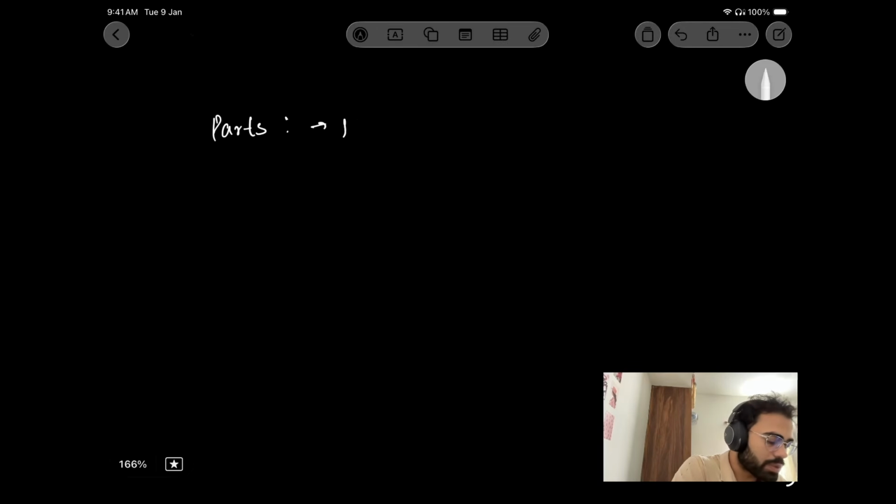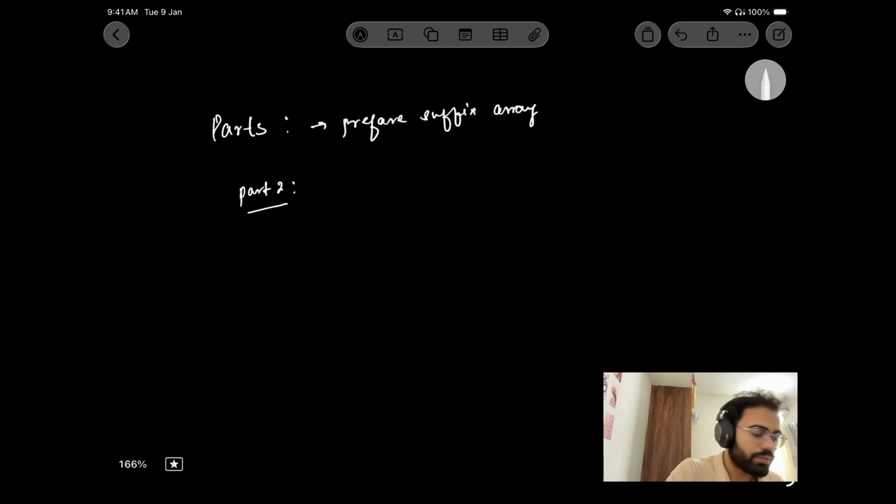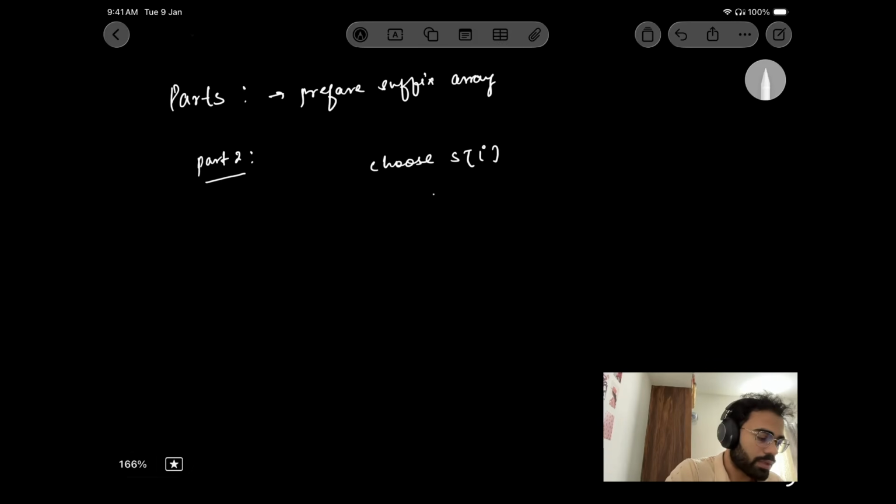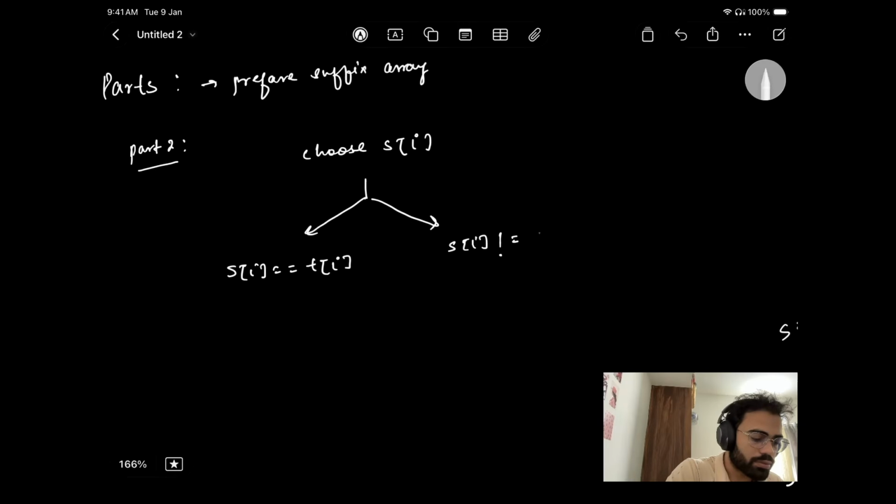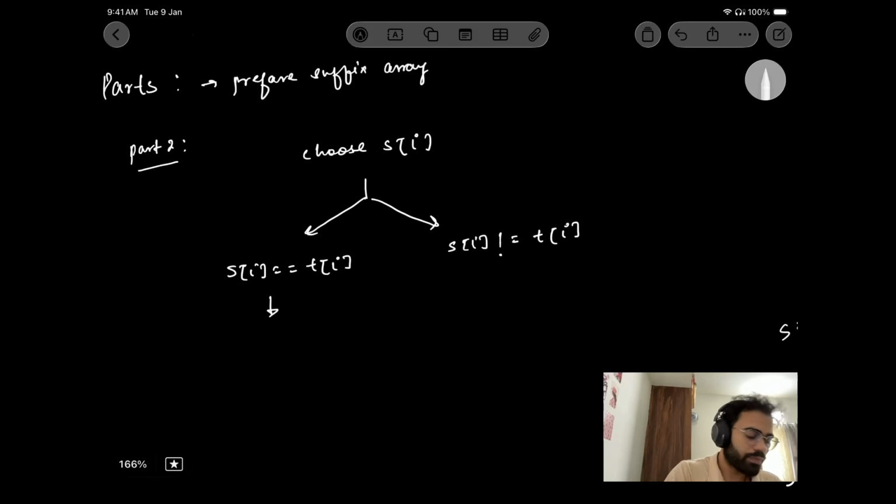In the end, what are the parts of the question? Simple. First is to prepare the suffix array. Part two: if we choose s of I, then there are two cases. Either s of I equals t of j, or s of I does not equal t of j. If this is equal, we simply move to the next and add I.